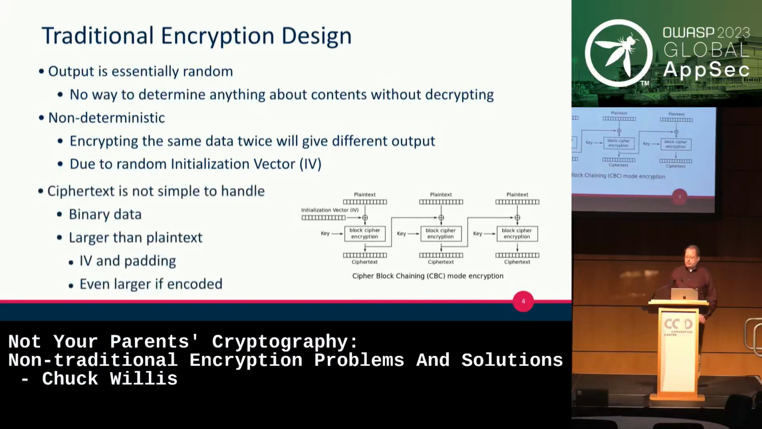But it also results in ciphertext that's not ideal for some ways of handling. It's generally binary data, so even if you start with text, you end up with binary data on the output. It's usually larger than the original plain text because you've got an IV and padding. And if you need to encode that data, hex encoding or base 64 encoding makes it even longer. So it's not ideal for most ways of handling.